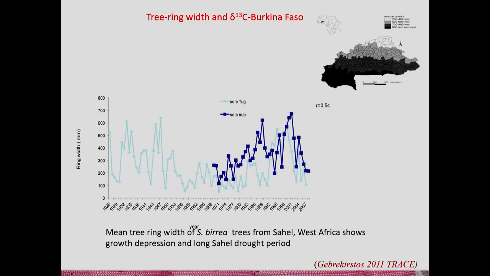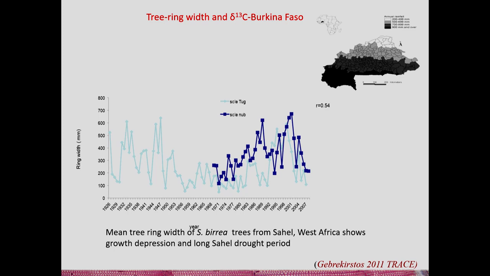So, this is the Sahel. Maybe people from Africa can see it here. People are talking about the Sahel getting wet, looking only at about 30, 40 years. This is from trees, the data. But you see the middle, the narrow part: this is a long Sahel drought period. It's clearly indicated in the tree.